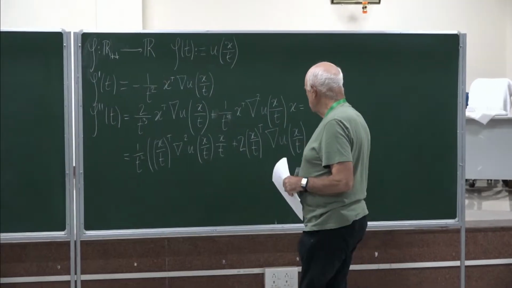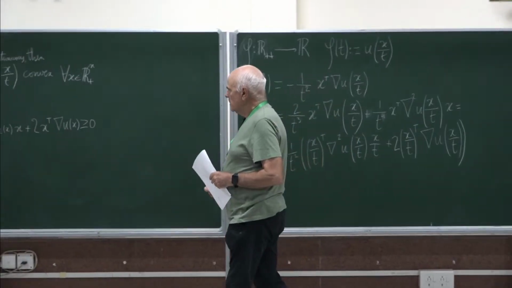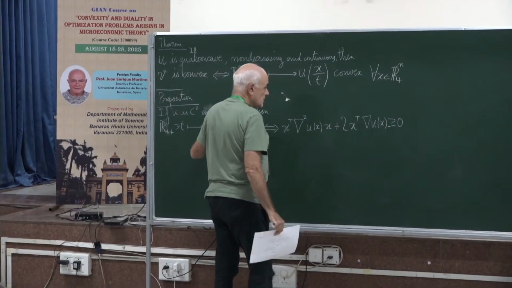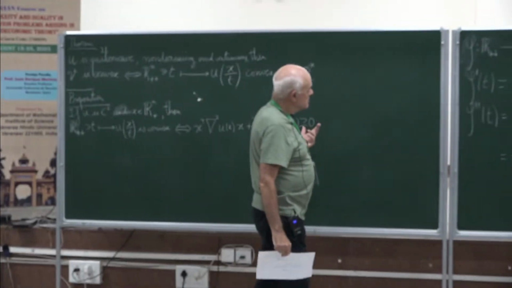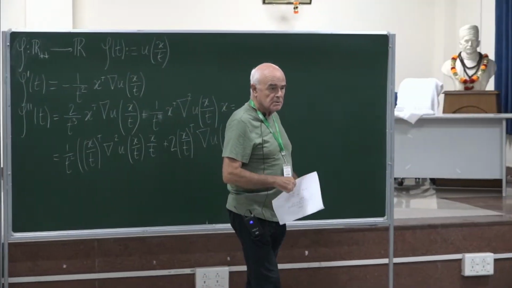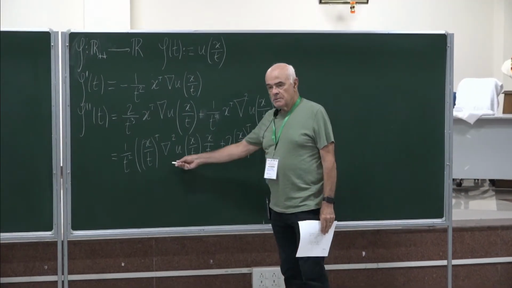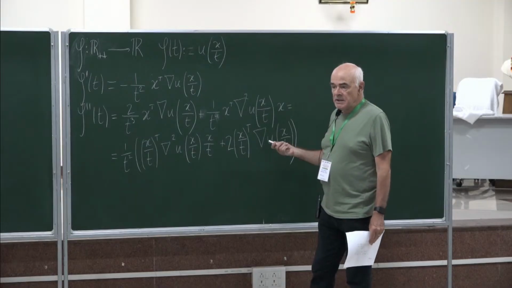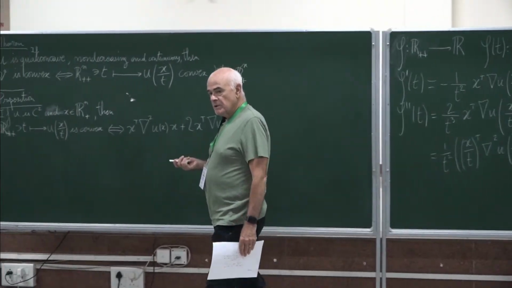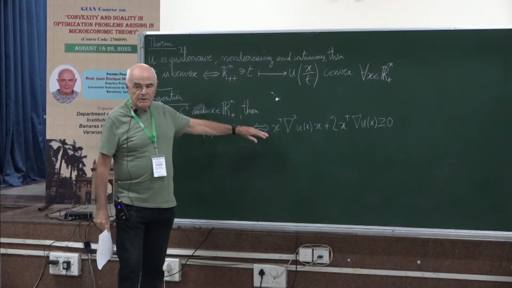So, if this function is convex, phi is convex, so its second derivative is greater than or equal to 0. If in this equality you take t equal to 1, second derivative is non-negative everywhere. So in particular, if you take t equal to 1, you get this condition.